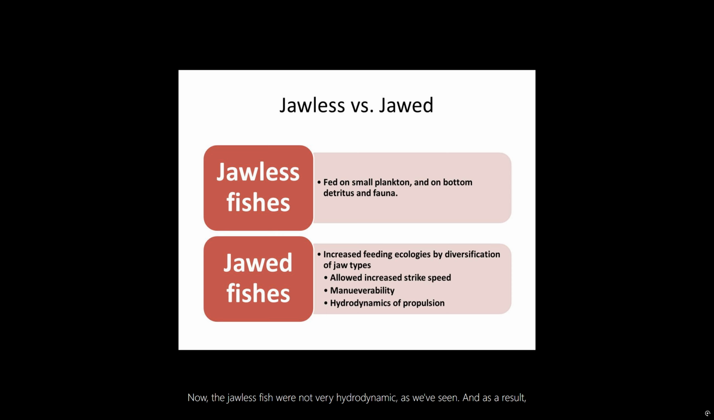Now, the jawless fish were not very hydrodynamic, as we've seen, and as a result, they likely fed on small plankton and bottom detritus and fauna. The evolution and diversification of jaw types in fishes likely increased feeding ecologies by allowing an increased strike speed, increased maneuverability, and increased hydrodynamics of propulsion. In short, they became better predators.